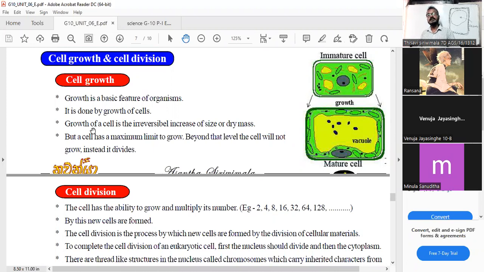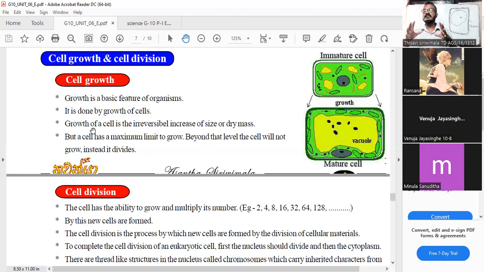So now we know about the multicellular organisms and unicellular organisms. In the multicellular organism, there are a large number of cells. When we were small, the number of cells in our body was a certain value. When we grow, the number of cells will also increase. And when you think of a cell, it starts its origin as an immature cell, and with time, it grows into a mature cell.